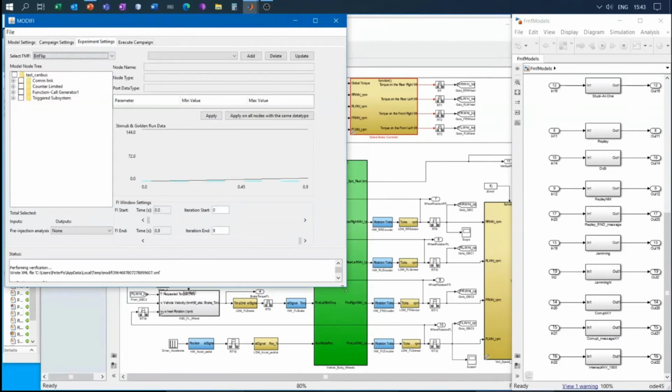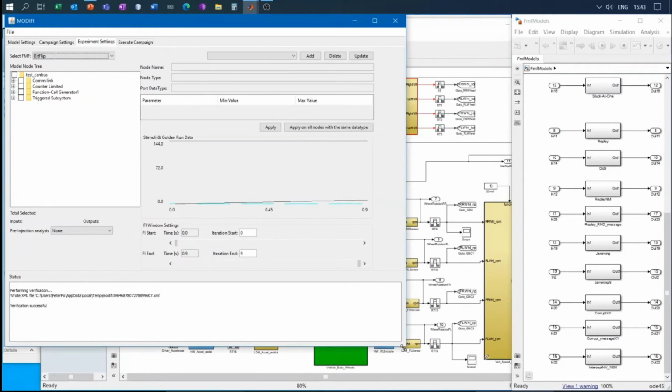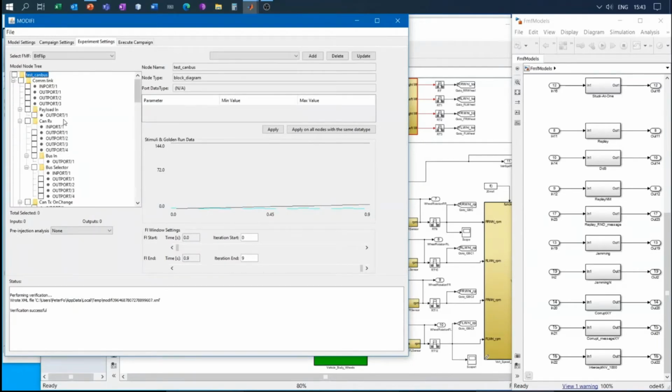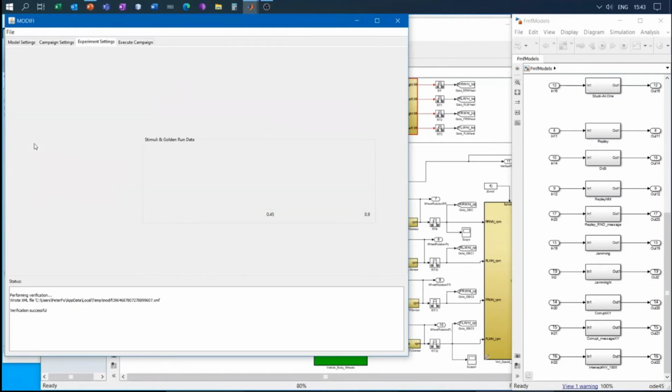The next tab, we select which attacks or faults we want to perform on which locations and at which point in time they should be injected. So we see a tree structure of the complete model. And also it picks up all the fault and attack models from the fault and attack model library here. They are automatically entered here. Let's select a replay attack on a certain signal in the model.